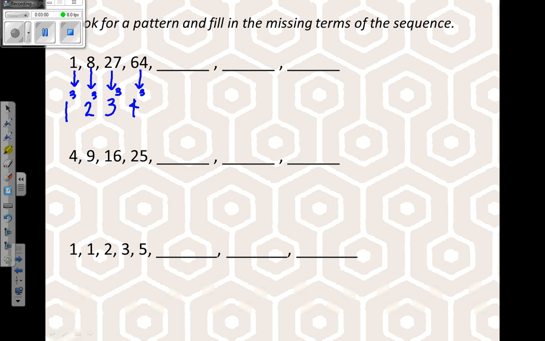So for my next blank, I need 5 cubed. Then for the next one, I need 6 cubed. And then for the last one, I need 7 cubed. So 5 cubed is 125. 6 cubed is 216, and 7 cubed is 343.